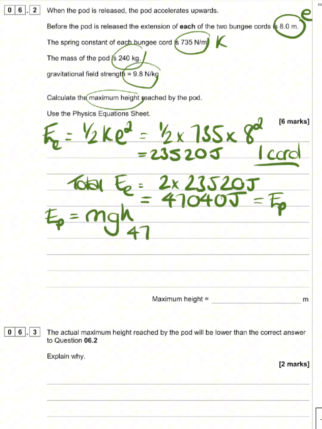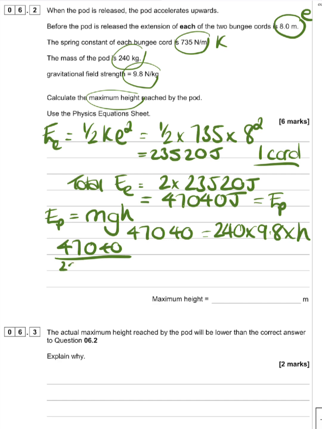So we can now say, okay, well, that 47,040 is equal to the mass, which we've got, which is 240 kilograms, multiplied by g, which we're told is 9.8, multiplied by h, and h is the maximum height that is going to be reached by the pod. So we now need to rearrange that to make h the subject. So h is currently multiplied by 240 and by 9.8. So to leave h on its own, we divide both sides by 240 times 9.8. So we have 47,040 divided by 240 times 9.8, and that will give us our maximum height.